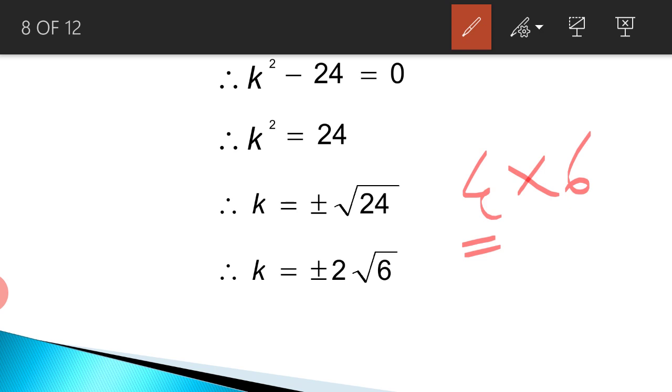Now what does it mean? k can be plus, k can be minus. In both the cases, you will get equal roots. Are you getting? So there are two possible values of k.